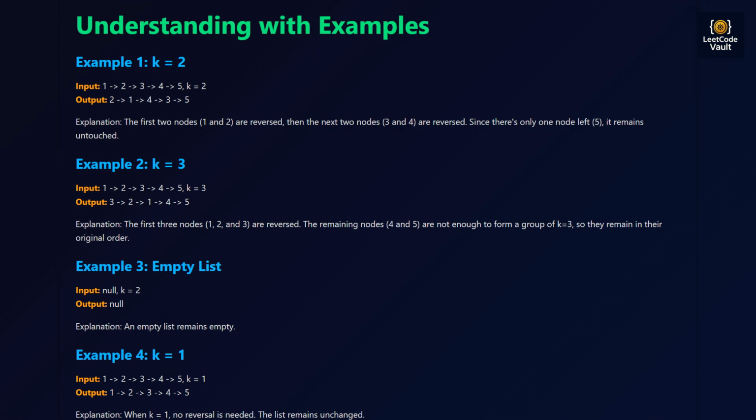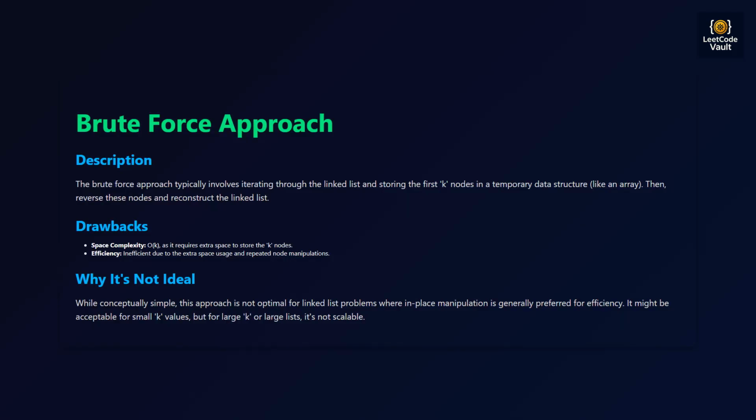Understanding these examples is crucial before we jump into the code. This illustrates the core logic, highlighting the difference between reversing all nodes and reversing nodes in specific, defined groups. It's all about those k-sized chunks.